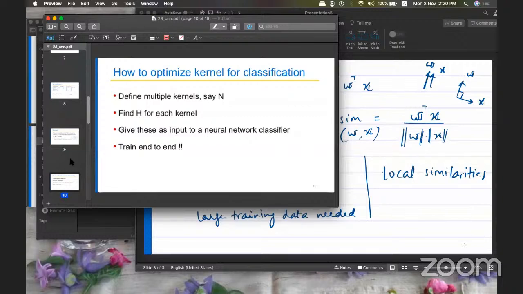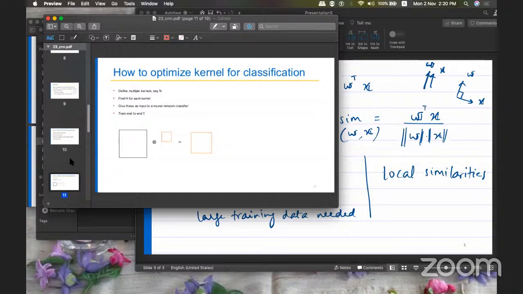Now, how to optimize the kernel for the classifier? Okay, so there is some terminology involved in CNNs. I think when you go through the lectures, you will learn these terminologies, like what is a kernel. A kernel is one blob, one template, you can say. And then this kernel will be scanned over the entire image, and that will give you one image. And then you go to the next kernel, that will again scan the entire image, that will give you the next output, the next channel, you can say.